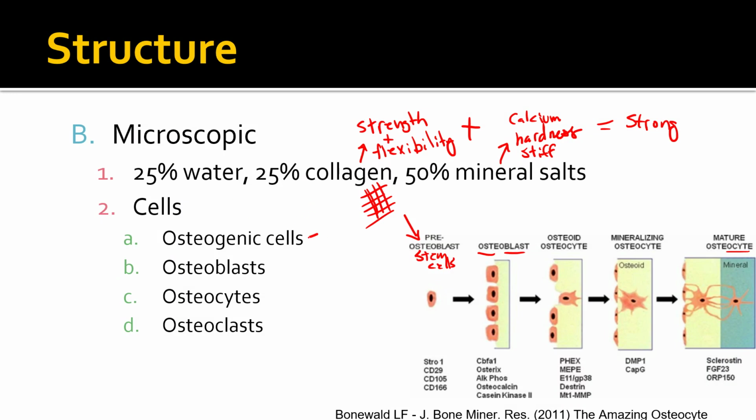Osteogenic cells are the stem cells. Osteo means bone, and genic means to make. These are the cells that will eventually be made into the bone cells. Over time, those stem cells differentiate and become osteoblasts. And once again, osteo means bone, and blast means to make. These are your bone-making cells, and they are in charge of making all of your new bone matrix.